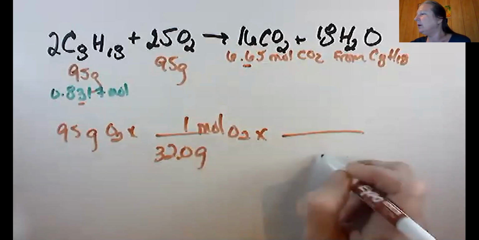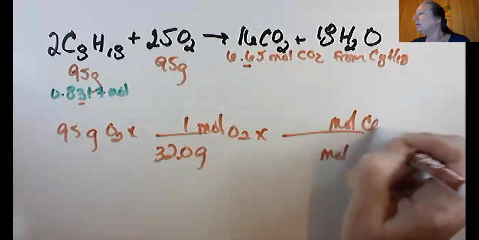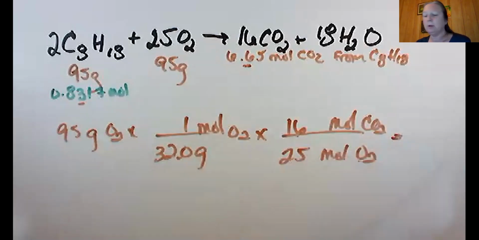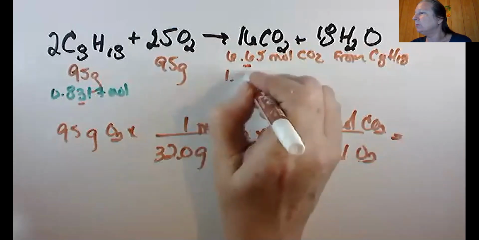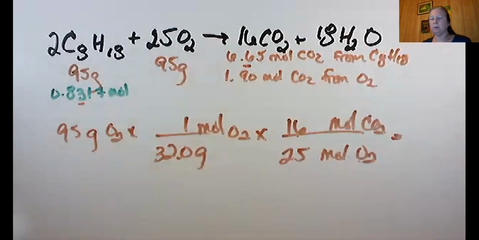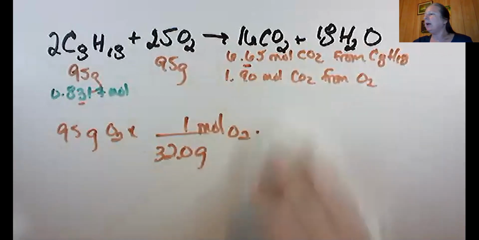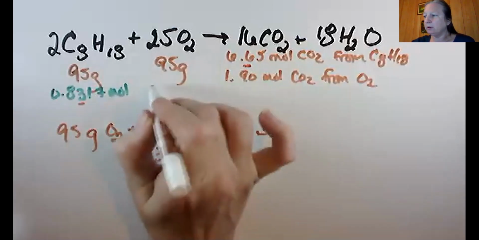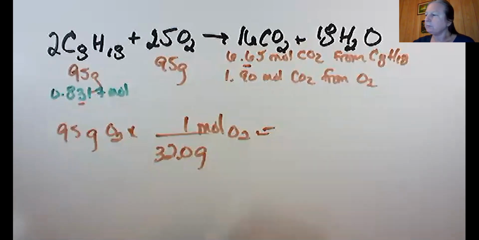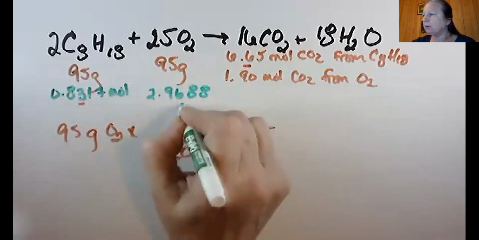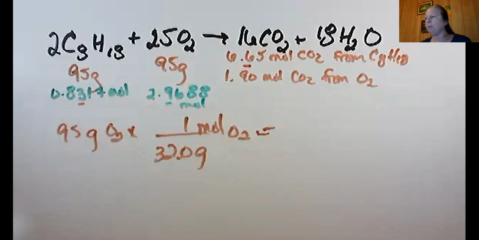Let's go ahead and see how much CO2 I can make from my reaction equation. I get 25 moles oxygen for 16 CO2. You end up with 1.90 moles. So my oxygen will be my limiting reagent. And when I figure out how many moles of oxygen I have, because I will need it for later calculations, it's 2.9688 moles. And again, I'm going to underline the 9 to remind me that this is two sig figs.